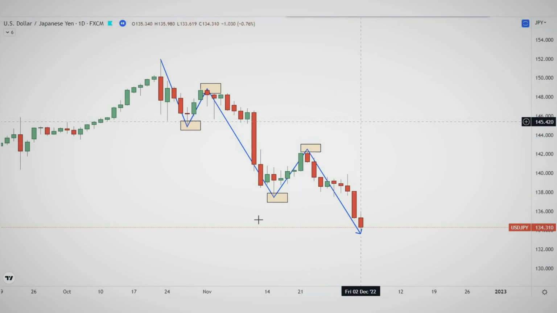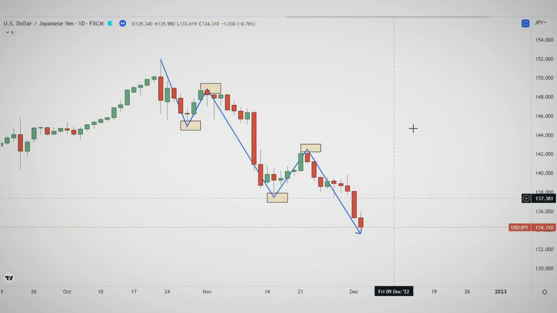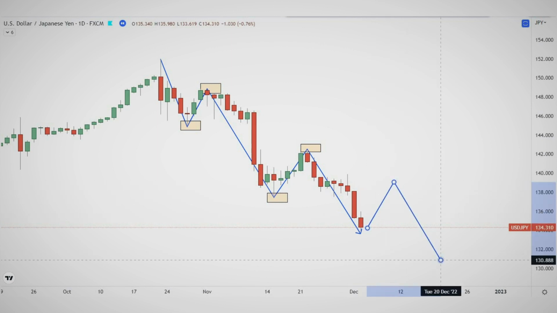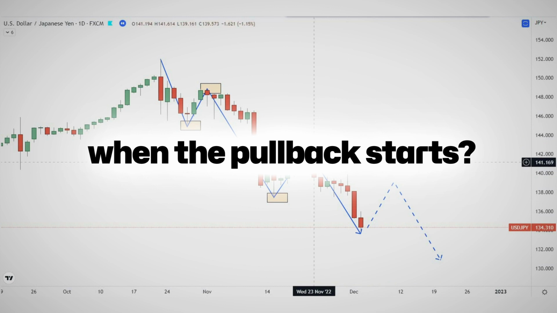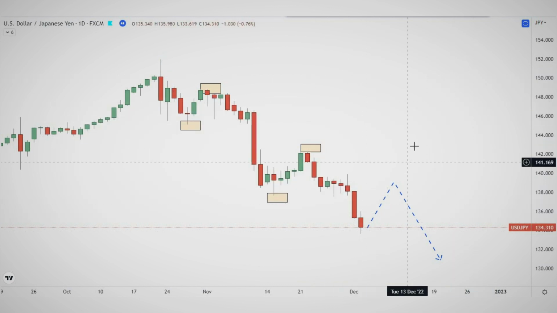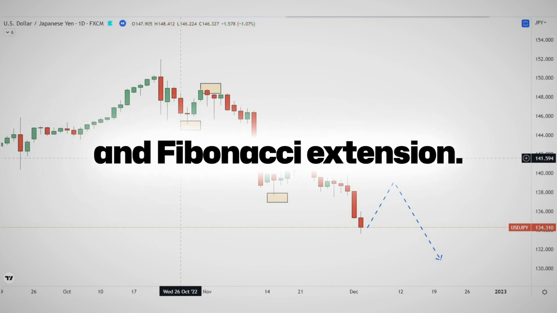As I mentioned in the beginning of the video, a trend trader does not enter during a push phase of the market, but waits for a pullback. The question is, is there any method to determine when the pullback starts? The most accurate method is to combine fresh supply and demand zones and Fibonacci extension.